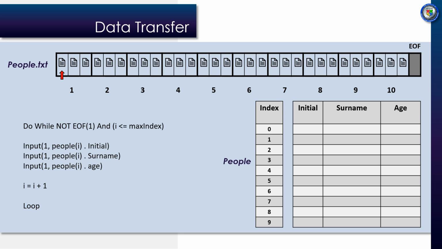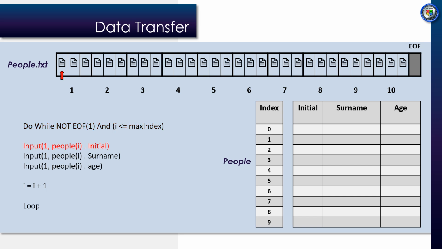Let's now look at an example. We have a text file called people.txt and an array of records called people. We also have the code that we will use to transfer the data from the file to the array of records. We will step through this code, visually seeing how the data is transferred. We will start our iteration, and we will do this while we are not at the end of file 1, which is our people.txt file.